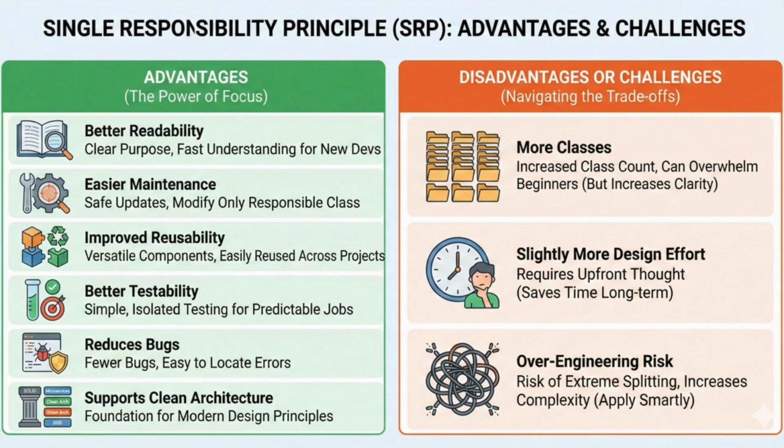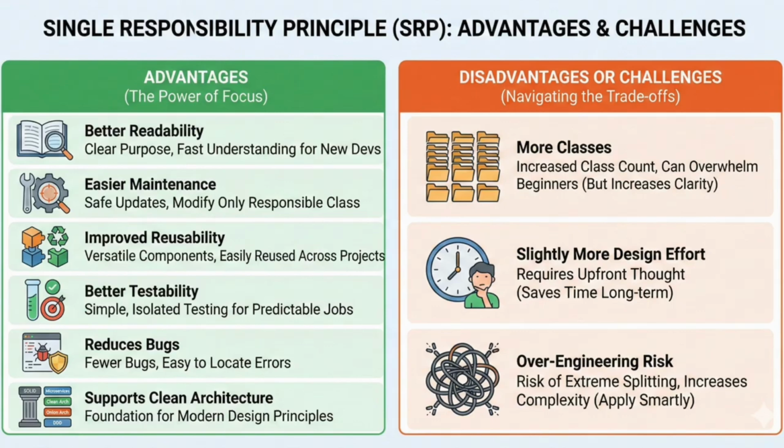Better testability. Testing becomes simple and powerful with SRP. Each class does only one predictable job, so unit tests are easier to write, easier to understand, and much more reliable. Reduces bugs. Less code inside each class means fewer bugs. And even if a bug appears, it becomes very easy to locate and fix because responsibilities are clearly separated.